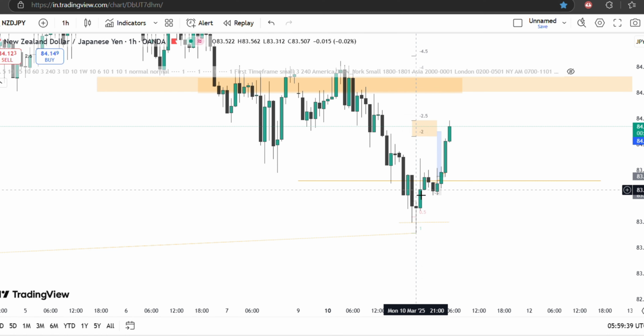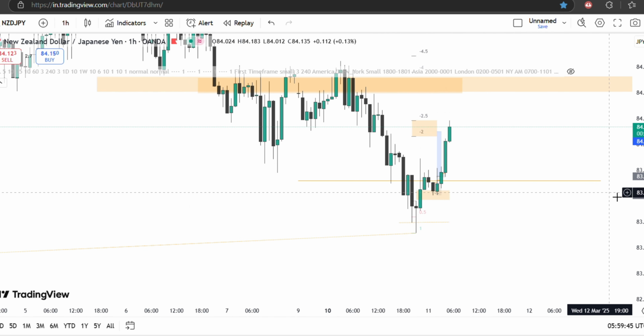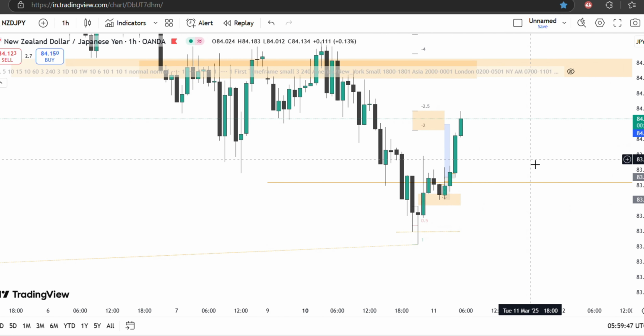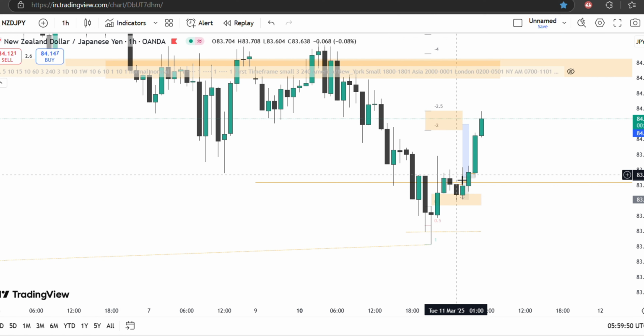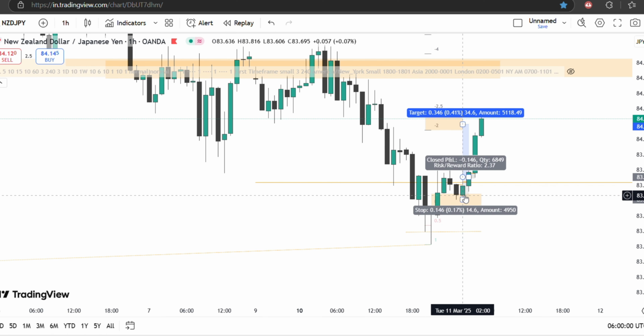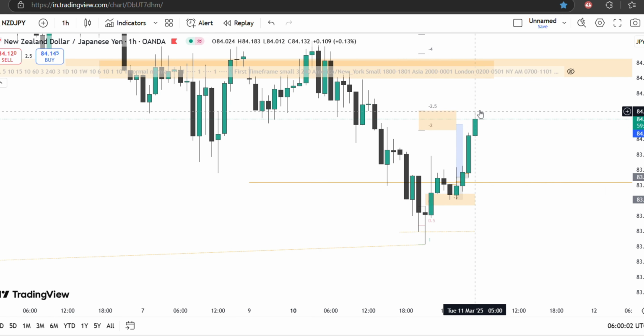And then price had printed this fair value gap over here. For me, the London session starts from 1 a.m. to 5 a.m. So if the 1 a.m. candle manipulates into a premium or discount array, then I will expect the 2 a.m., 3 a.m., 4 a.m. and so on to distribute.